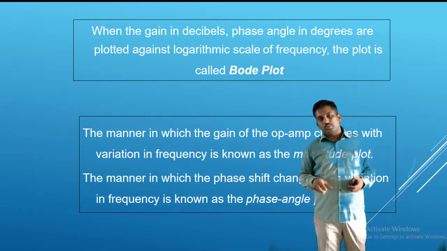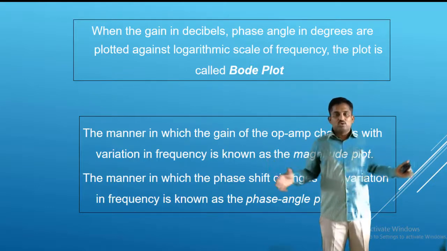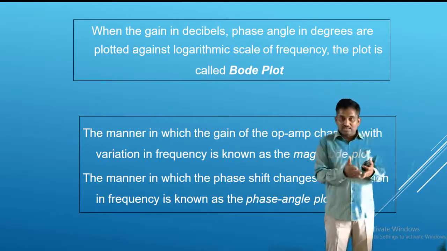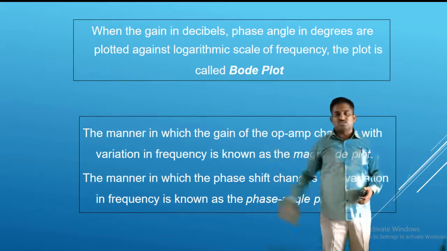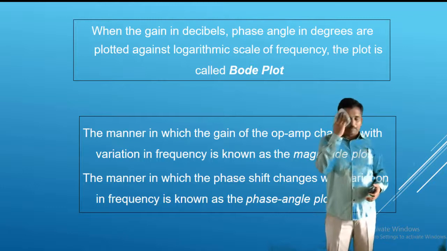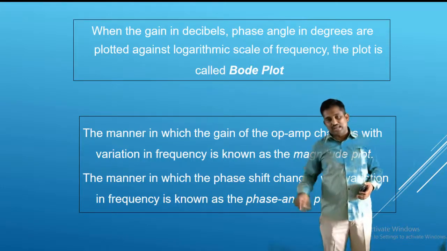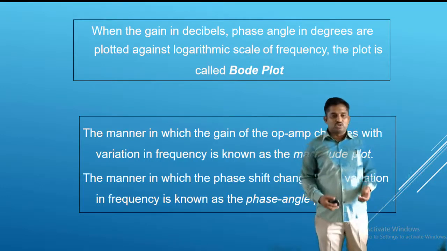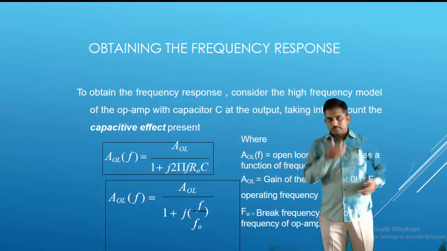Why do we use logarithmic scales for Bode plots? Because we are going to increase the frequency range to the gigahertz as well as terahertz range. In those cases, it is not possible to represent those frequencies on a normal graph. That's why we use logarithmic graphs. And next, obtaining the frequency response.